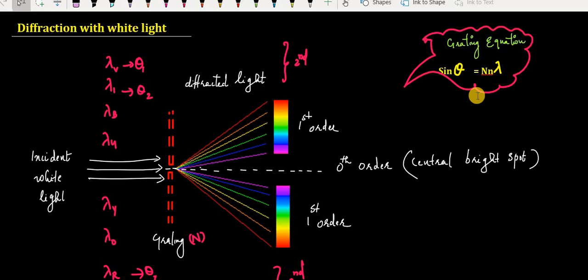Okay, that's what we will be doing in our lab using the mercury vapor lamp, which is emitting white light. So while doing the experiment, you can actually see that beautiful VIBGYOR spectrum, and you can measure the angle of diffraction of each wavelength. Okay, from violet to red, you can simply measure the angle of diffraction and observe the diffraction pattern. Okay, that is the diffraction of white light.